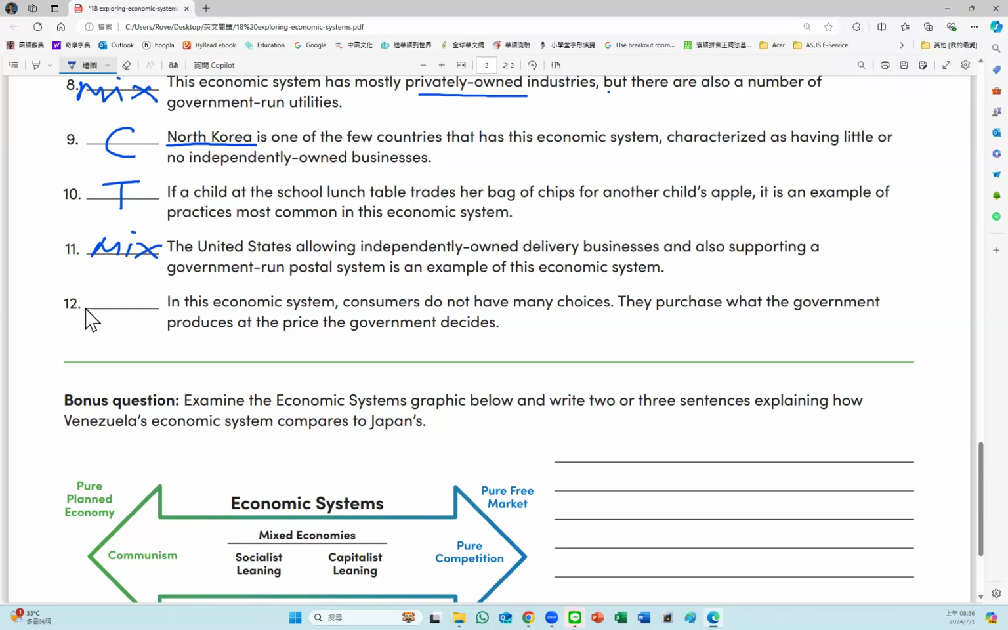In this economic system, consumers don't have many choices. They purchase what the government produces at the price the government decides. Decide, okay, so what system is this? Market. Right? Must. Okay, they don't have many choices. They only can buy what the government produces at the price the government decides. If they have no choice or very little choice, what kind? No choice. It's a command system.